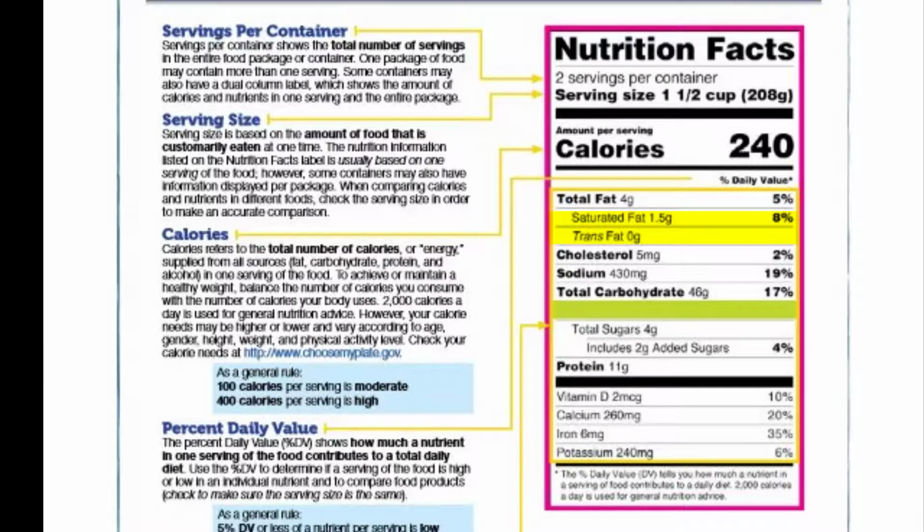You also want to use this label to compare sodium levels in different products and choose whatever food has lower amounts of sodium in it. So this food has 430 milligrams of sodium per one serving, and that's 19% of the max daily value of sodium that we want to have. So keep that in mind. If you have a choice between two products, you want to choose the one that's lower in sodium. Most sodium does come from foods that are processed, so the lower processed foods should have less sodium in them.